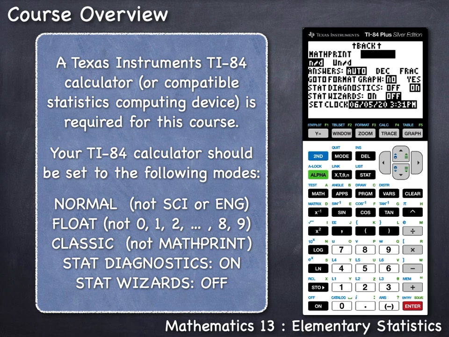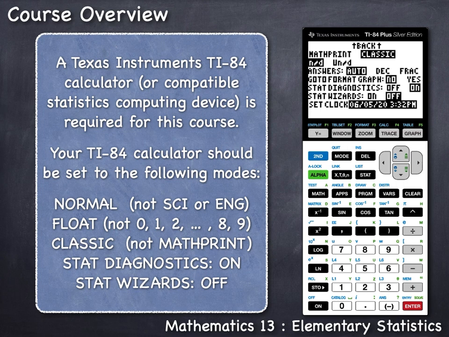The other mode that is important in statistics is we need to go down to the stat diagnostics mode, arrow the cursor over so that the blinking icon is on, and press enter to select. And then we down arrow and over to set the stat wizards mode to off. So with the cursor blinking on off, we press enter to select. So now we've set all the modes on your calculator to the same ones that are on the calculator that are demonstrating how to do the problems in this class in the video lessons and examples.